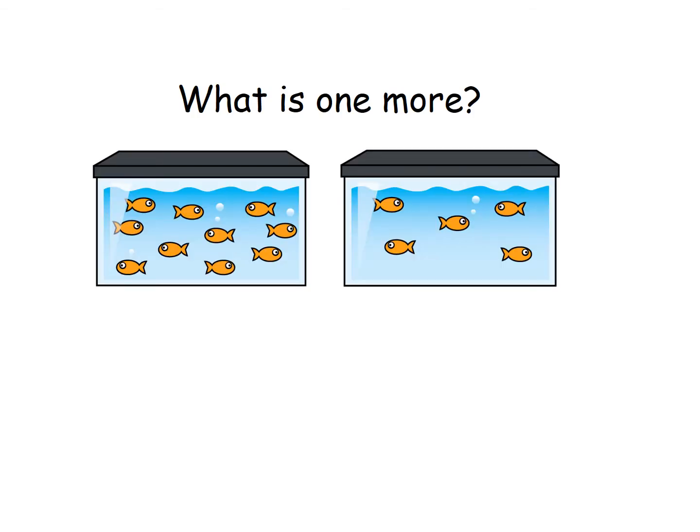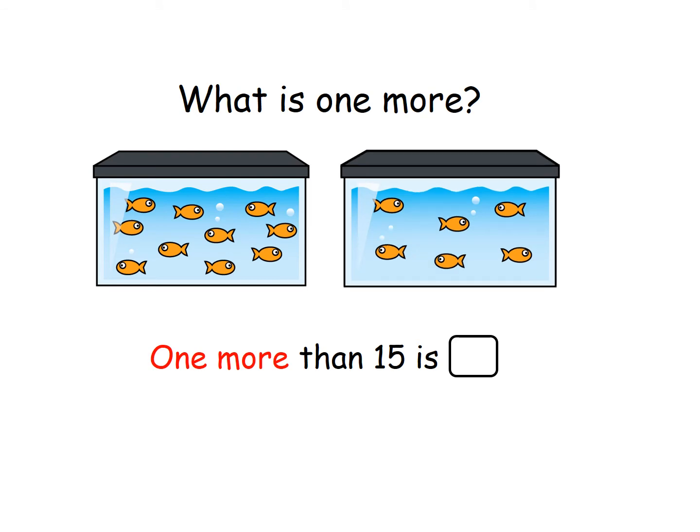Right, what number have I got here? What is one more than 15? So adding my one more fish, instead of 5 ones, I've now got 6 ones. So my number is 1 ten and 6 ones, 16. So one more than 15 is 16.